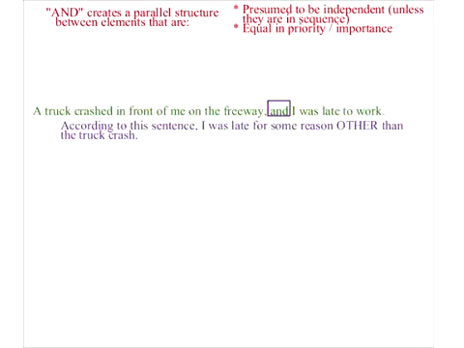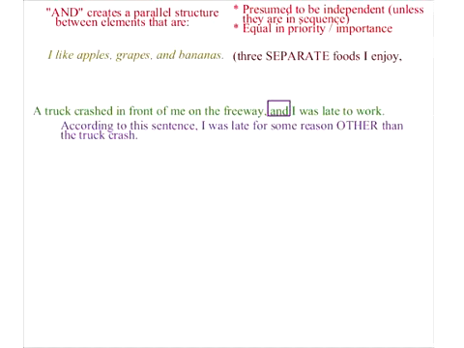Here are a couple more examples of this. If you say, I like apples, grapes, and bananas, this is not a sequence. This is three separate foods that I like, presumably with the same priority. I don't eat a lot of fruit, but it's a sample sentence. Three separate foods that I enjoy with presumably comparable levels of enjoyment.